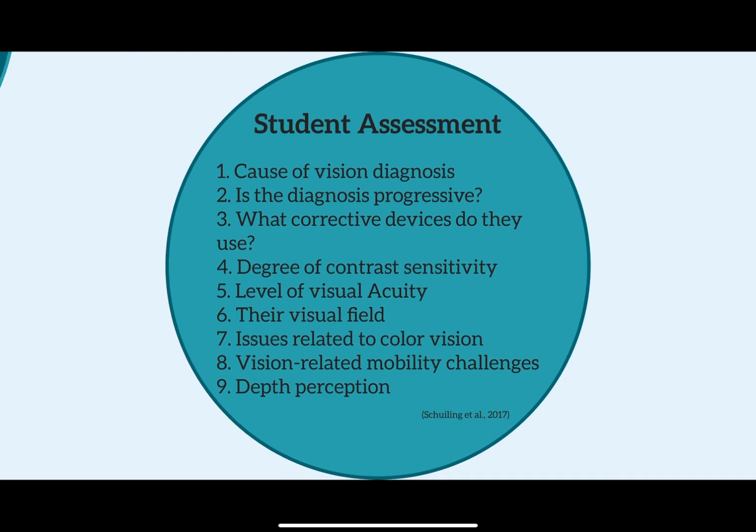When working with someone with a vision impairment, an assessment of the student must be conducted to gain information. This assessment includes gaining information about the cause of their diagnosis, the prognosis, if the disease is progressive, corrected devices they use, their degree of contrast sensitivity, their level of visual acuity, their visual field, issues related to color vision, vision-related mobility challenges, and depth perception.